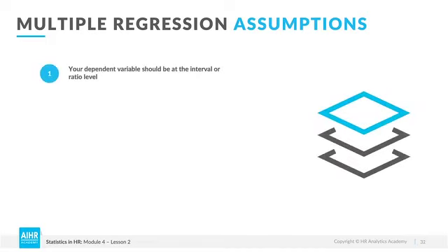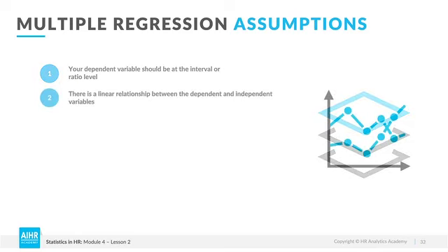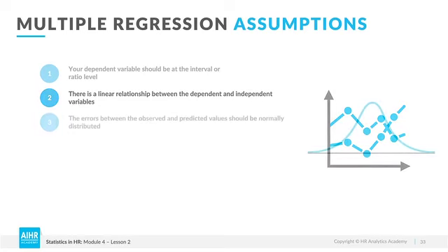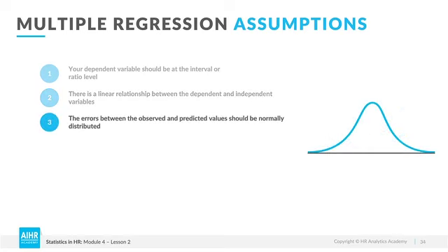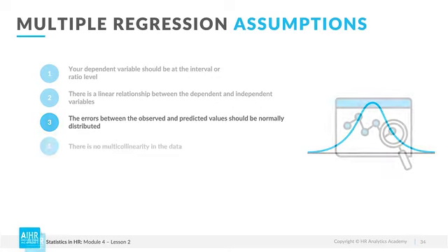First, your dependent variable must be on an interval or ratio level. Second, the relationship between the independent and dependent variables is linear or exponential. You can test this by looking at the scatter plots of your data. Third, the multiple regression analysis requires that the errors between observed and predicted values should be normally distributed.